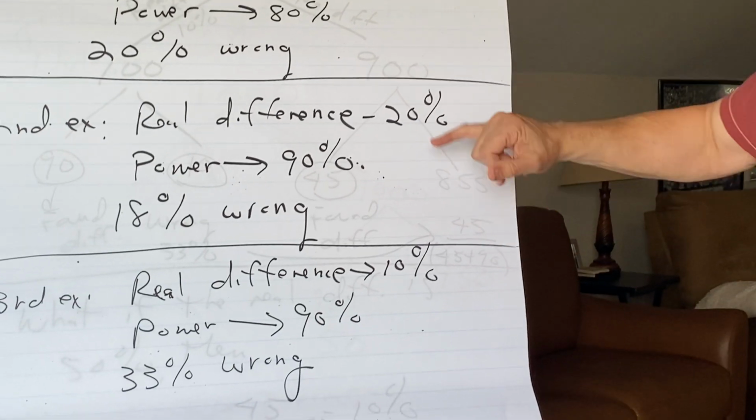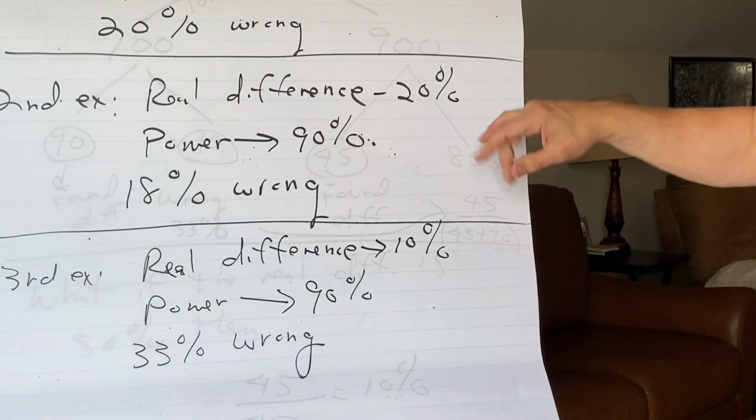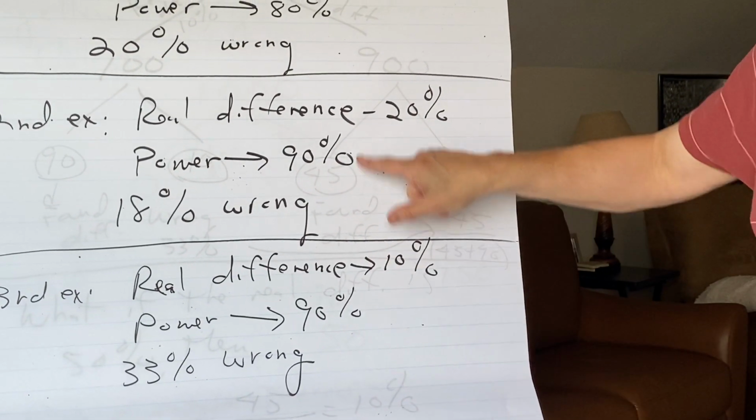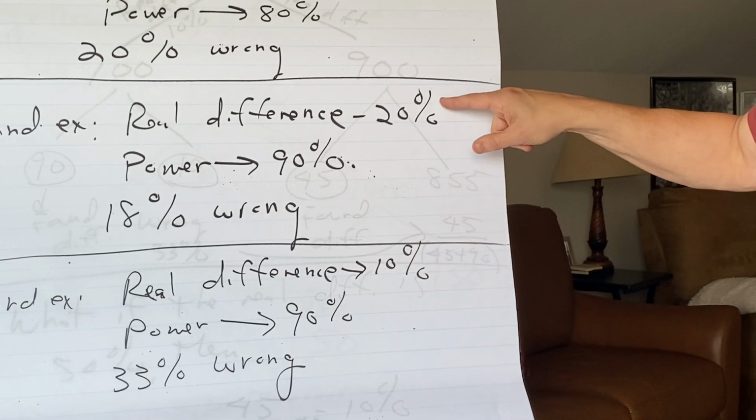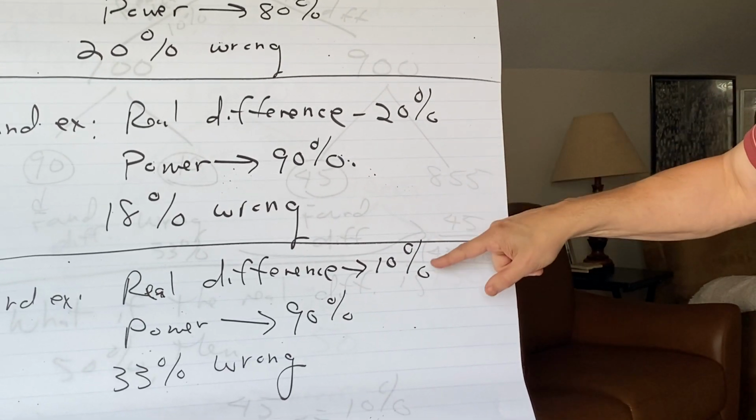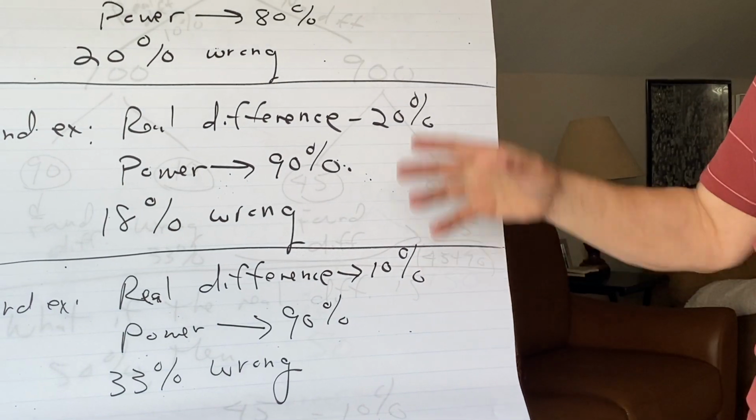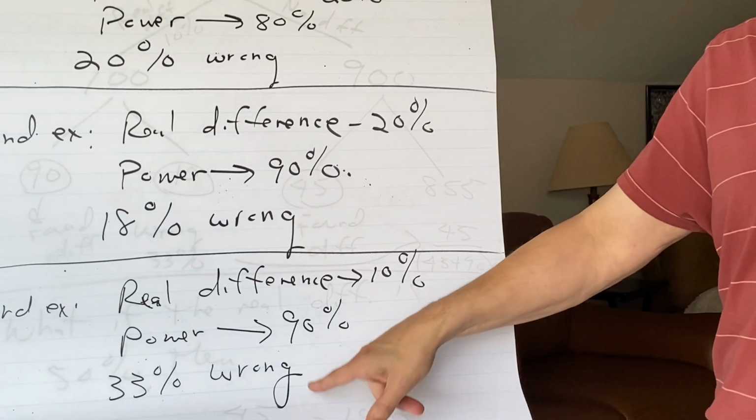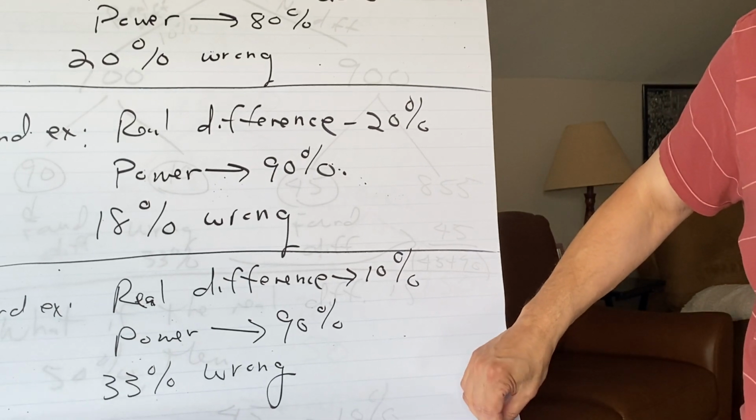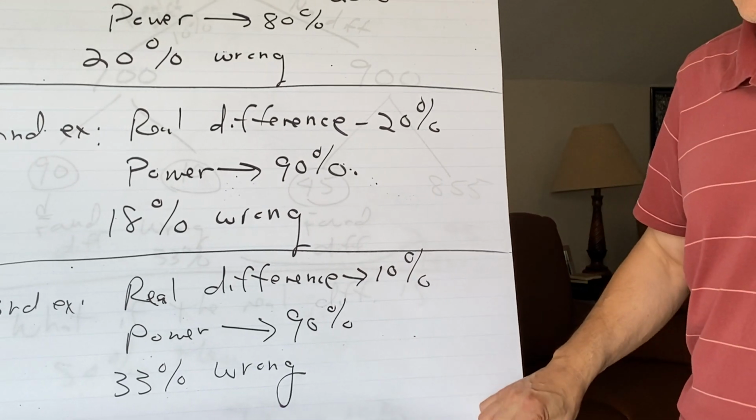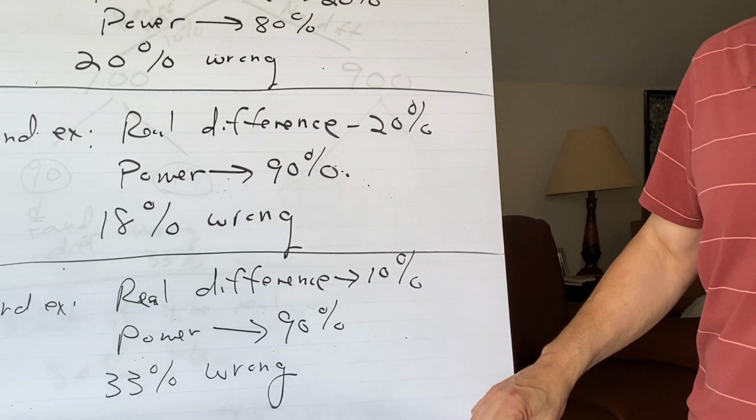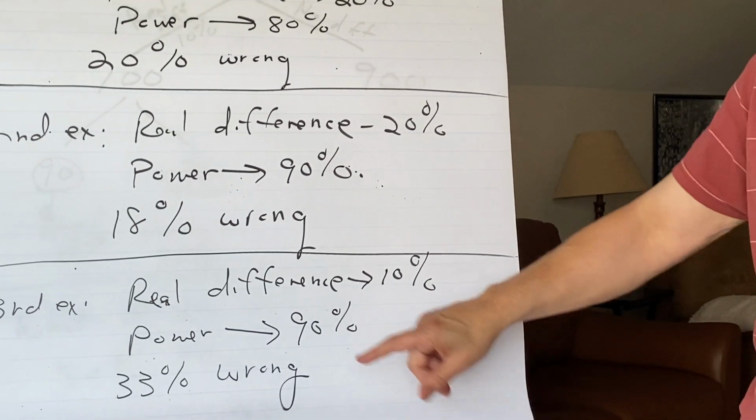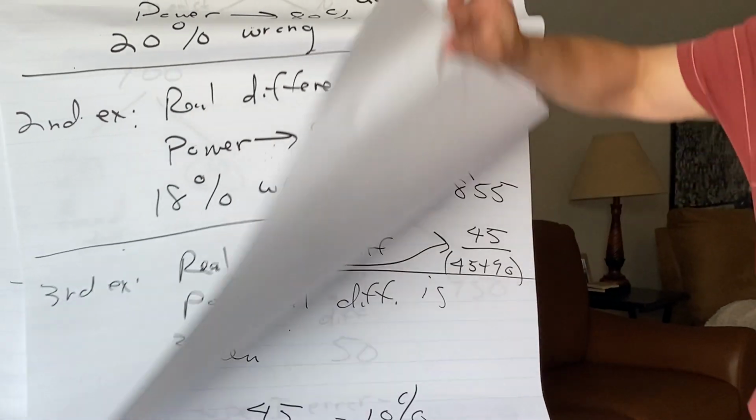Third example, let's compare the second and third example. Here I kept the power 90%, but this time I dropped the real difference to 10%. Again, if we go through the tree diagram, 33% of the time we are going to be wrong, meaning that type 1 error is actually not 5% or whatever our significance level is. In this case, it's 33%.